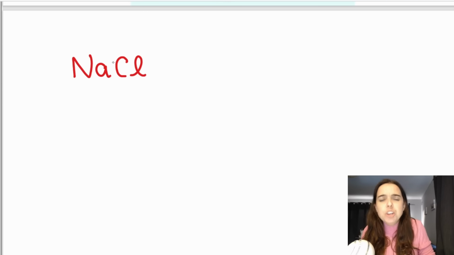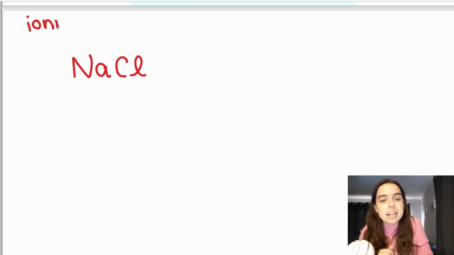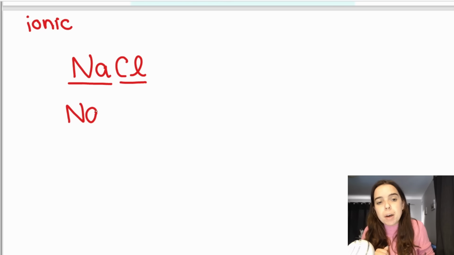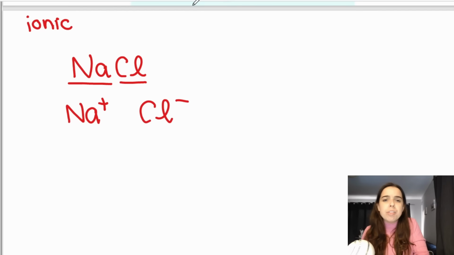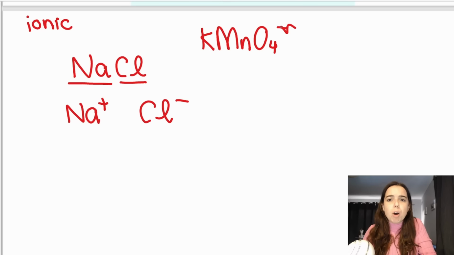Then we also get ionic compounds. For example, NaCl. You can also think of it as sort of polar, but it's ionic. It's made up of a metal on the left-hand side of the periodic table and a non-metal on the right-hand side of the periodic table. We know that it's sodium ions and chloride ions. That makes up ionic. Other types of ionic compounds could be potassium permanganate or anything really that is made up of your positive ion and your negative ion.